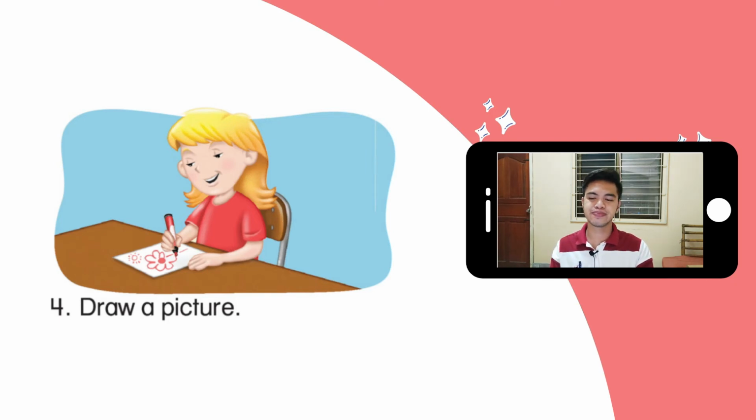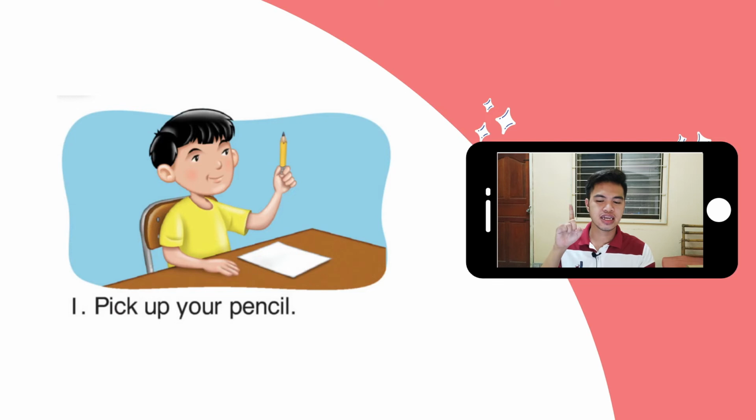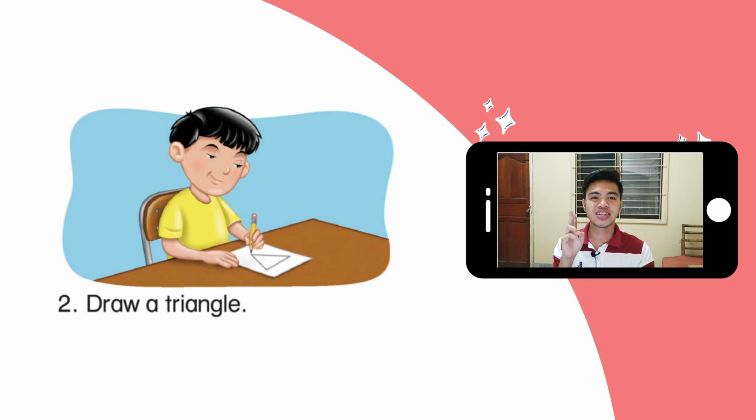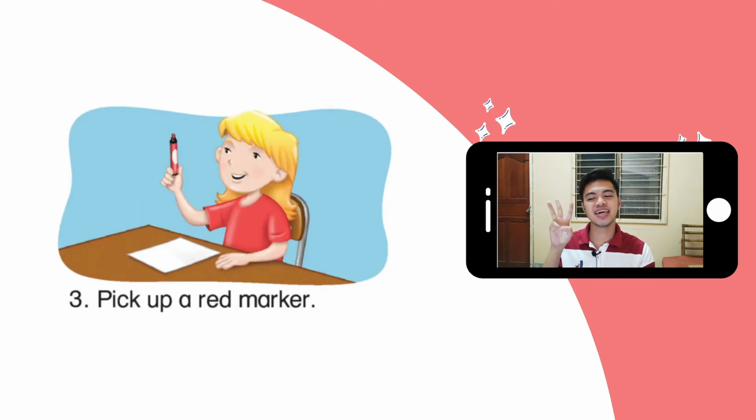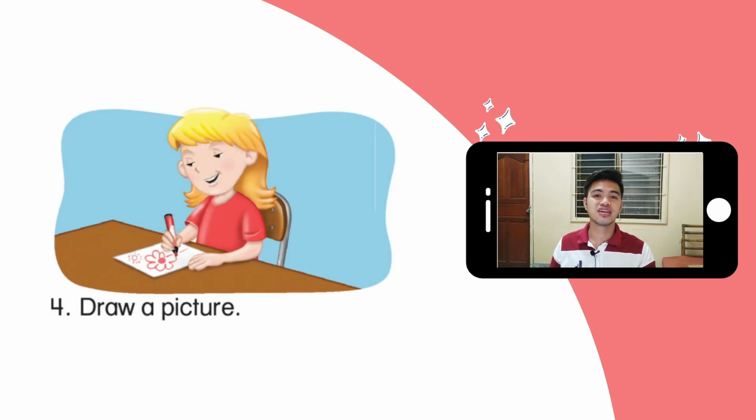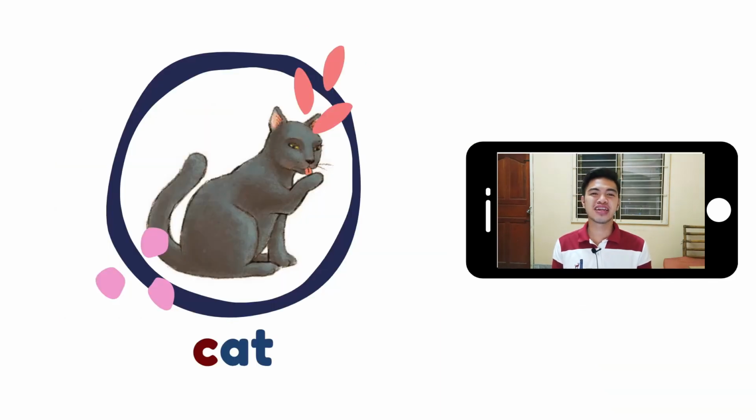Let's review them all. Number one, pick up your pencil. Number two, draw a triangle. Number three, pick up a red marker. Number four, draw a picture. Okay, so those are the activities that we learned today. So now let's go and learn the phonics K and G with the letters C and G using listen, point, and say.